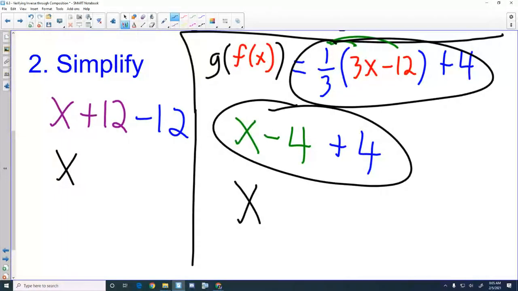You're showing me one step at a time. You must show every step, okay? Because this is verifying, it's confirming that they are inverses. You're demonstrating that you understand how to plug one function into the other and to simplify it one piece at a time.